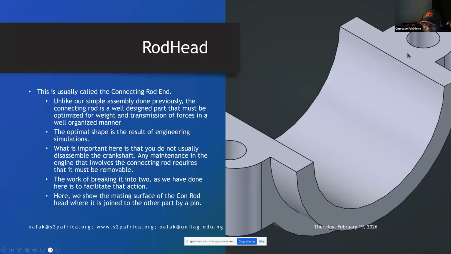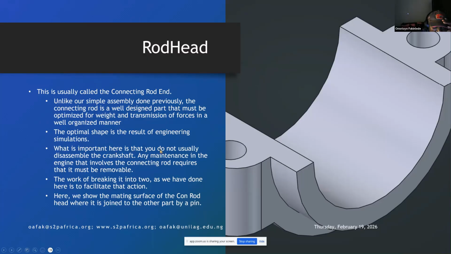You can decide to make them mate without that physical pin, but what we are saying is that the correct thing to do is to put a physical pin there. Unlike our simple assembly done previously, the connecting rod is a well-designed part that must be optimized for weight and transmission of forces in a well-organized manner. The optimized shape is the result of engineering simulations.